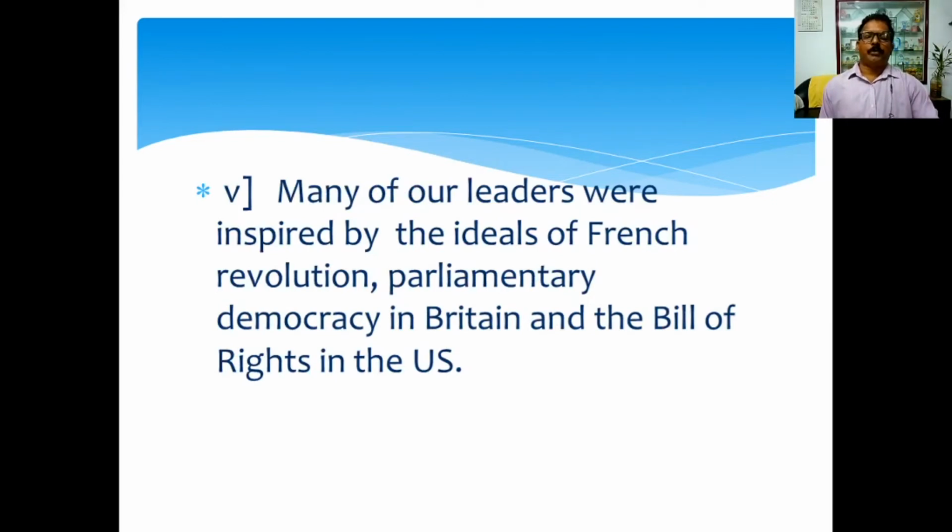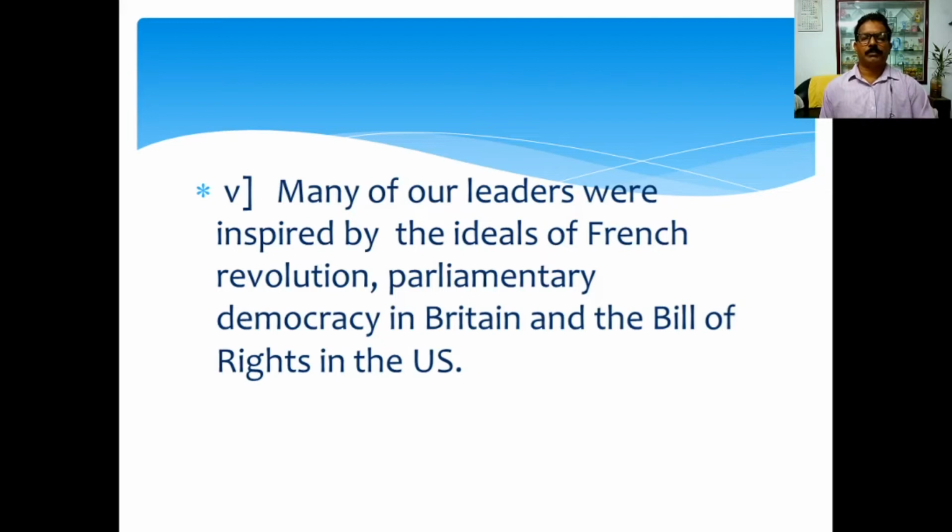Another important point, many of our leaders were inspired by the ideals of the French Revolution. Yes, many of our leaders, Jawaharlal Nehru, B.R. Ambedkar, Mahatma Gandhi, Sardar Vallabhbhai Patel, were inspired by the ideals of the French Revolution. I told you what the ideals of the French Revolution were: liberty, equality, and fraternity. Liberty means freedom, equality means all are equal before law, and fraternity means all are like brothers and sisters. So our freedom fighters and constituent assembly members were inspired by the ideals of the French Revolution and the parliamentary democracy in Britain.